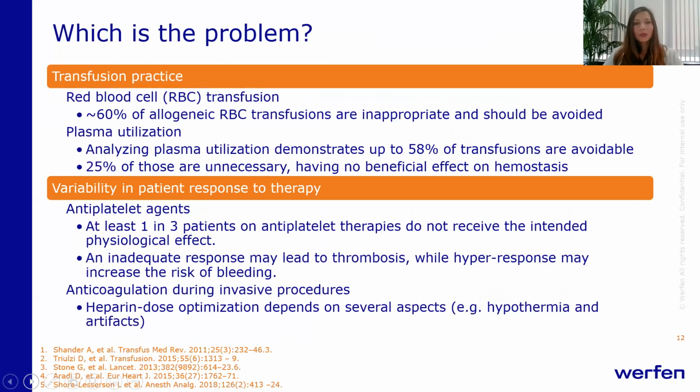So talking about patient safety and in particular reducing those avoidable harms, let's talk about which are the problems in particular. And we can consider, for example, the transfusion practice. We can take into consideration red blood cell transfusion because around 60% of allogeneic blood transfusions, standing on scientific data published in literature, are inappropriate and should be avoided.